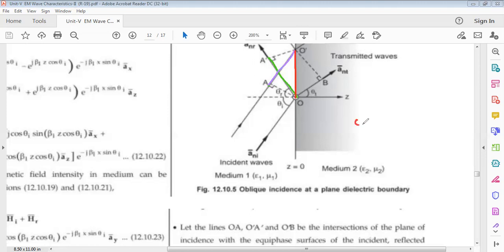Let us, I am taking here O dash sine theta R is equal to, when we consider this angle as theta I and this angle as theta R in this right angle triangle, O dash sine theta R is equal to O dash sine theta I.